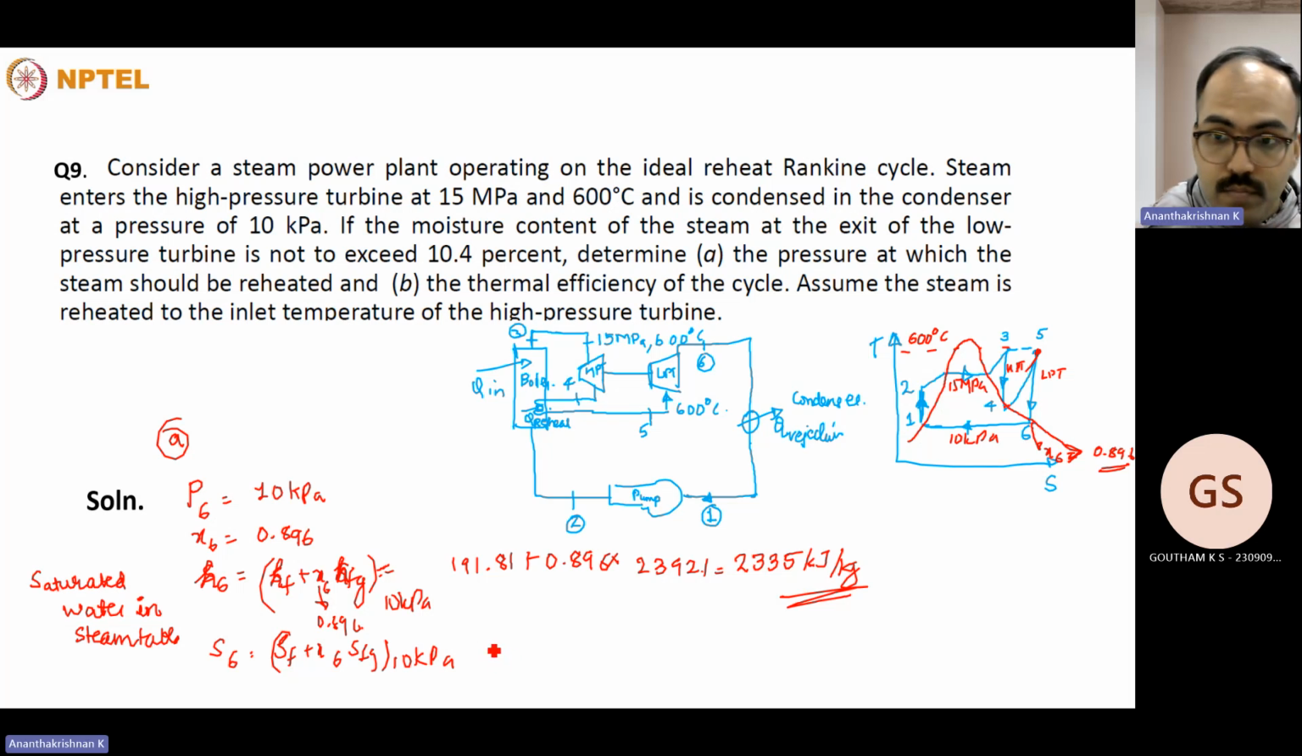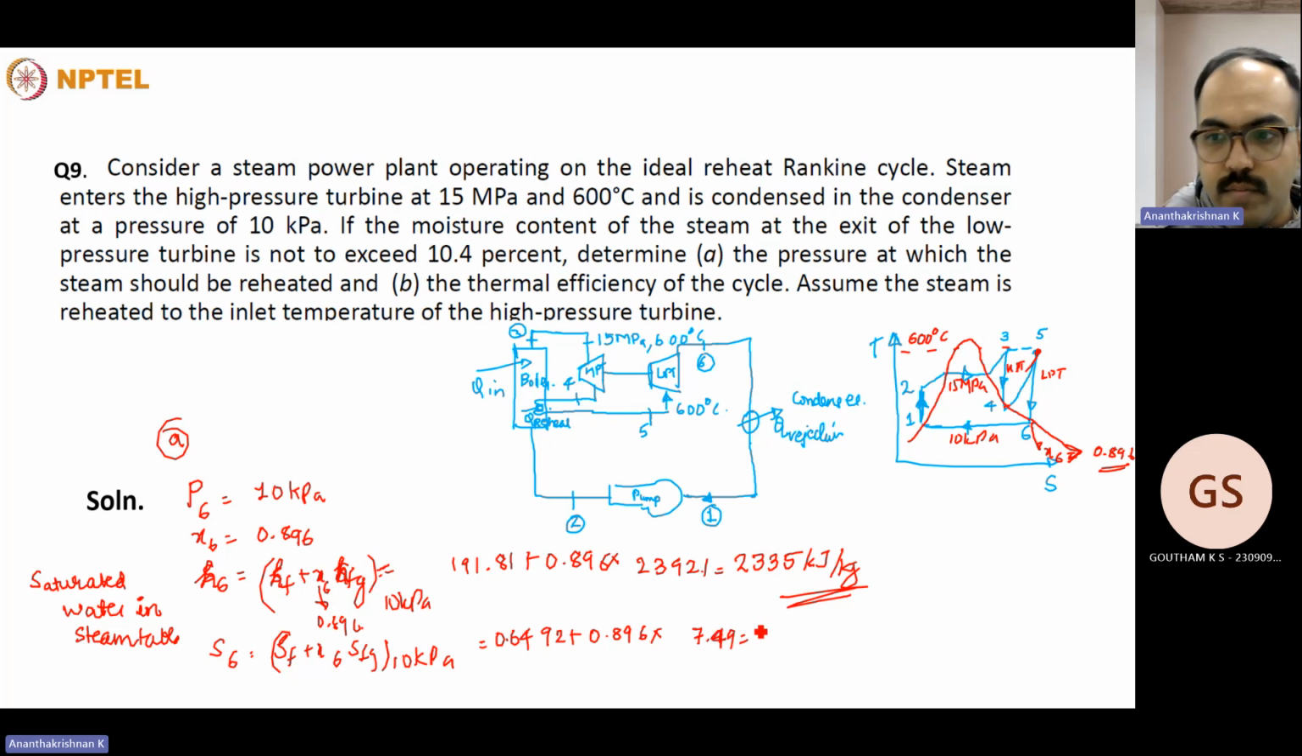So that will be equal to 0.6492. That will be SF from the steam table plus 0.896 multiplied by 7.49. That will be SFG, that is SG minus SF: entropy at the saturated vapor condition at 10 kilopascal minus entropy of saturated liquid at 10 kilopascal. That is the difference, SFG.